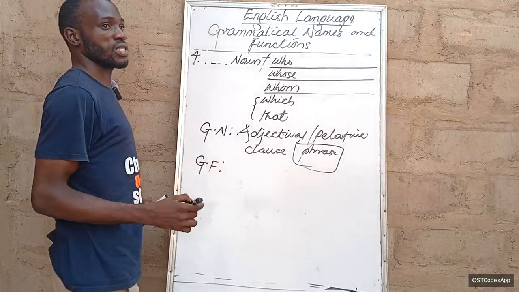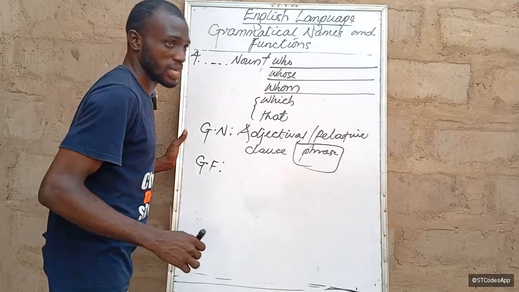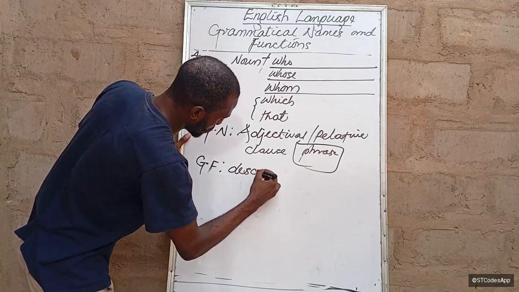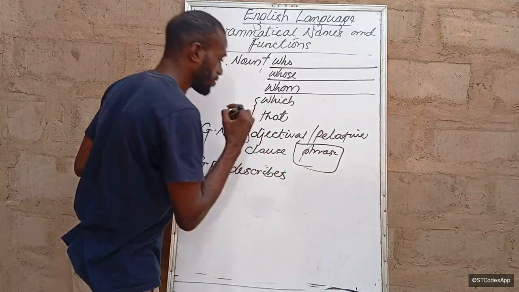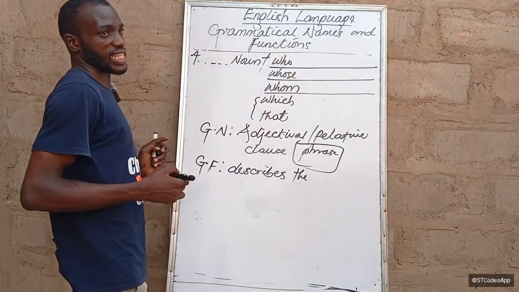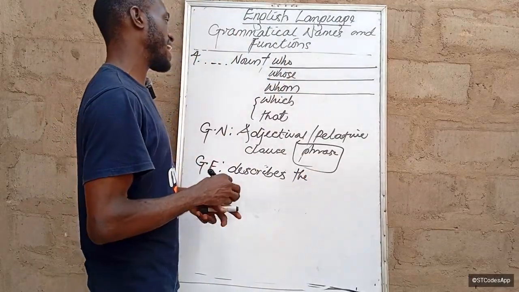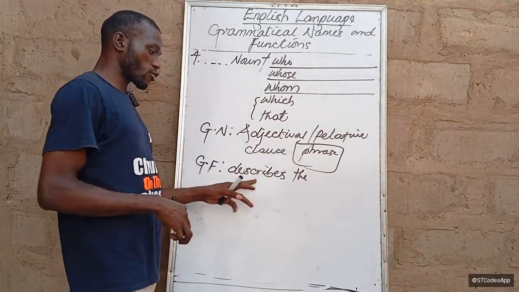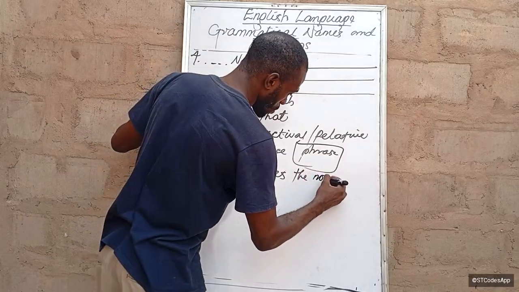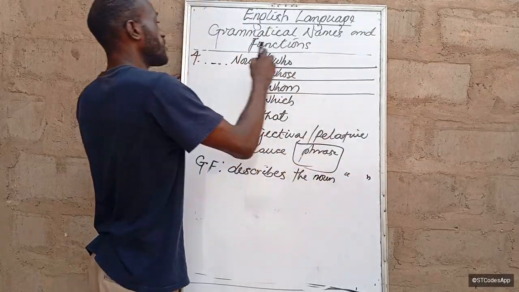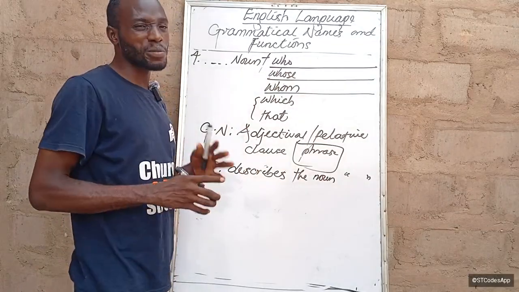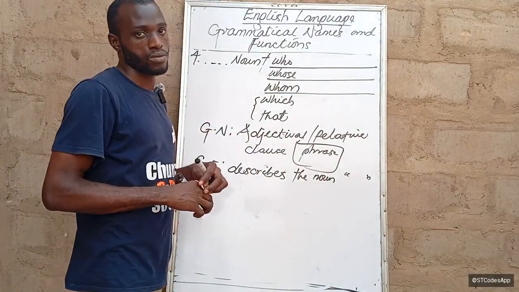The grammatical function is going to be describing. So you say it describes the what? What does an adjective do? Describe or qualify a noun, right? So you can say it describes the noun or qualifies the noun. Whatever noun is given before it, and that's the way it is. There is always a noun, or in some cases a pronoun. Okay?